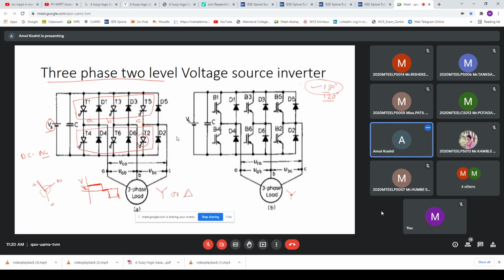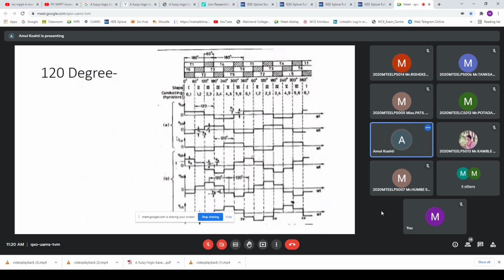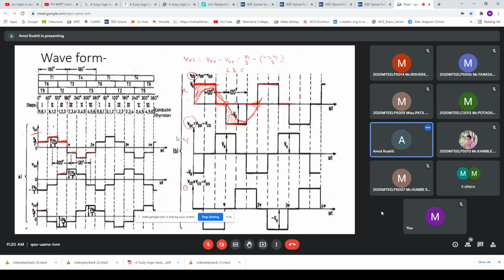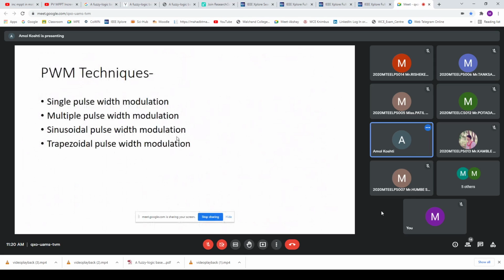what are the different switches we can use, what is the circuit configuration, how the waveforms are produced, and what is the significance of these diodes, that also we have seen, 120 degree and 180 degree. So 120 degree I left on you, 180 degree we have covered. In that I told you there are techniques to produce the pulses. These techniques are named as pulse width modulation.